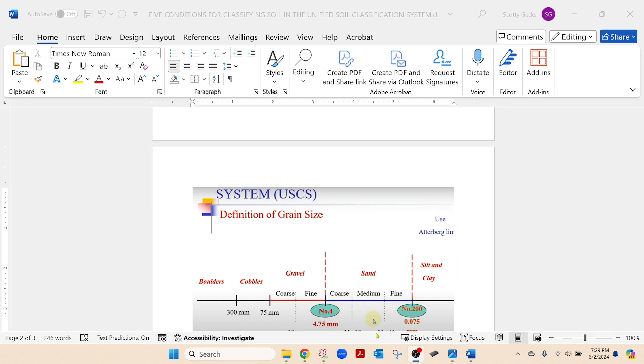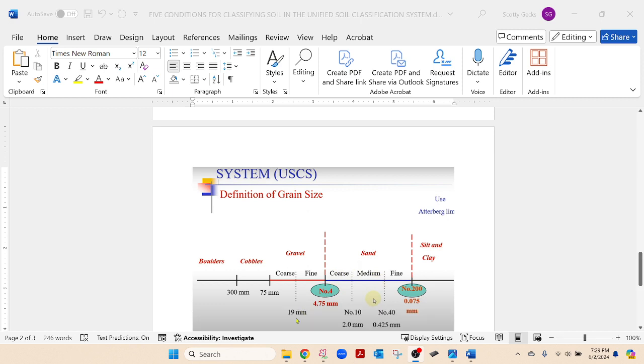compartments are. If you look at the number 4 sieve, it is 4.75 millimeters. Well, the fine grains are between 19 and 4.75 millimeters. Now that's not very much. The coarse grains are between 75 and 19. That's where they'll stop. The fines will stop at the 4.75.